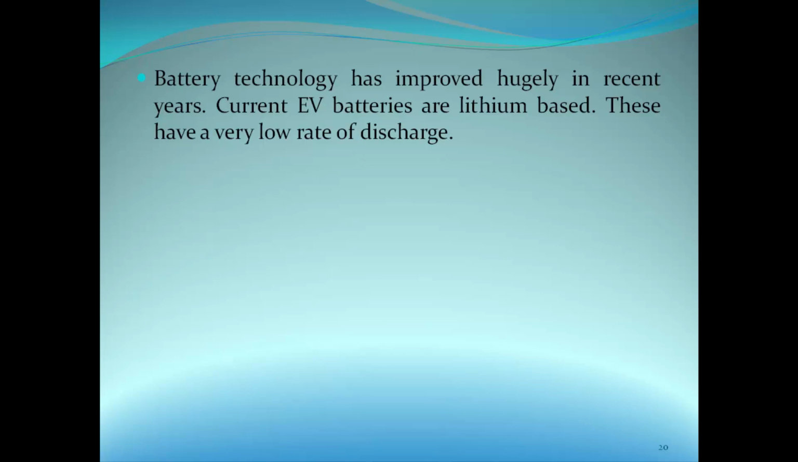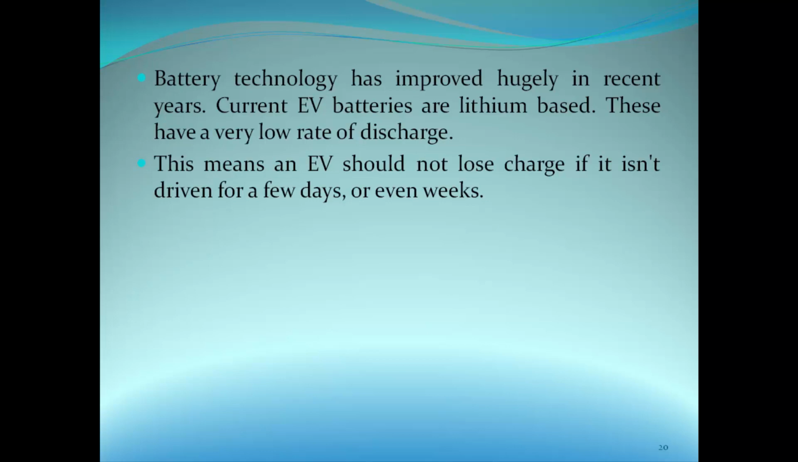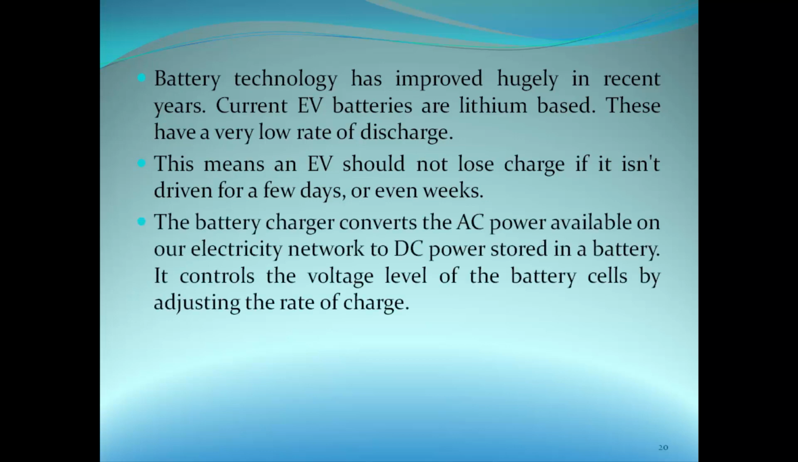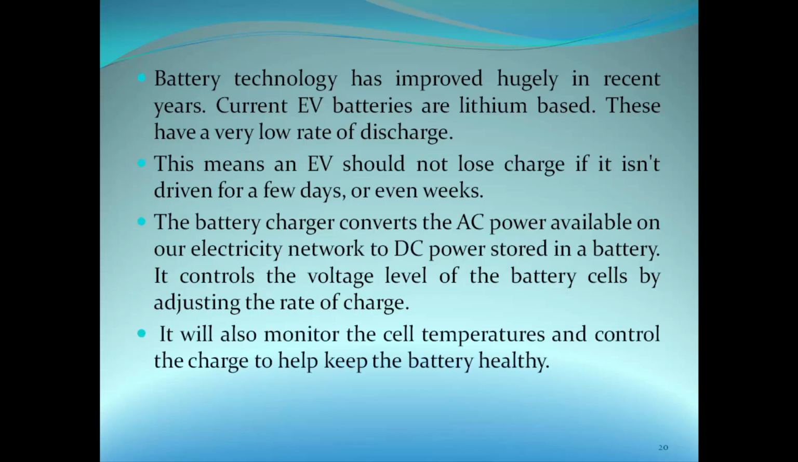Battery technology has improved hugely in recent years, so current EV batteries are lithium based. These have a very low rate of discharge. This means an EV should not lose charge if it is not driven for a few days or even weeks. The battery charger converts the AC power available in our electricity network to DC power stored in a battery. It controls the voltage level of the battery cells by adjusting the rate of charge. It will also monitor the cell temperatures and control the charge to help keep the battery healthy.